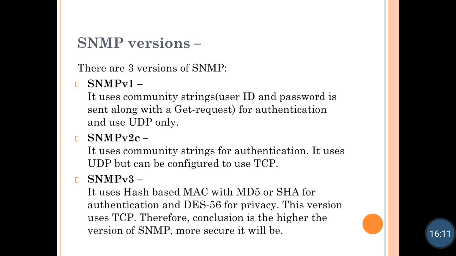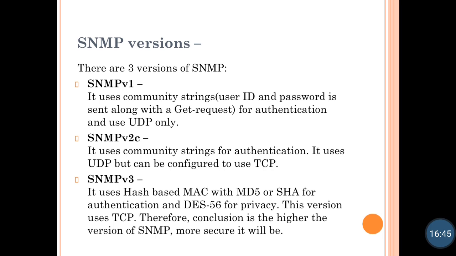Last is SNMP versions. We have 3 versions. SNMP v1 uses a community string, meaning user ID and password are sent along with the get request for authentication, and uses UDP only. So in SNMP version 1, we use community strings for authentication and use UDP, user datagram protocol, only.